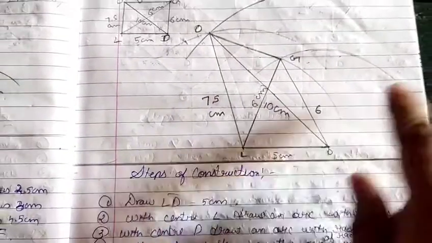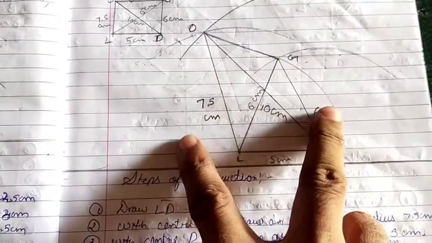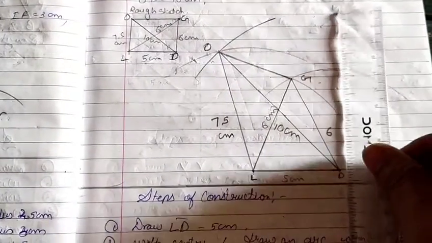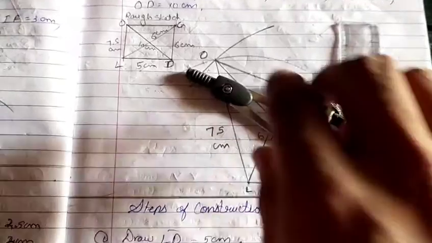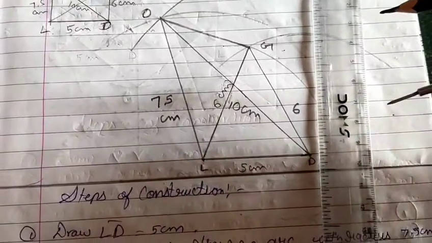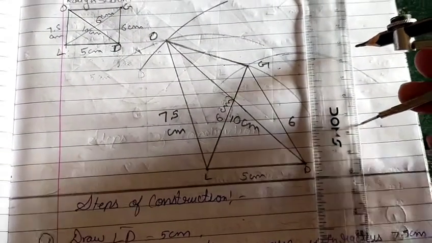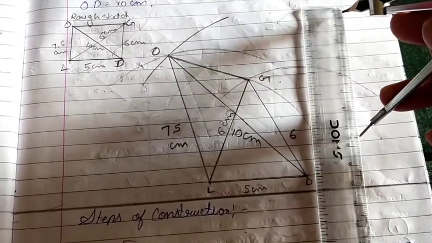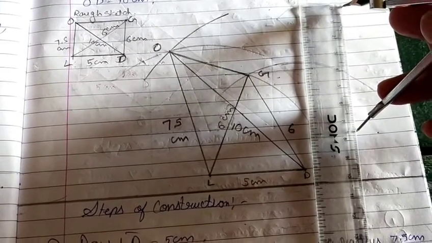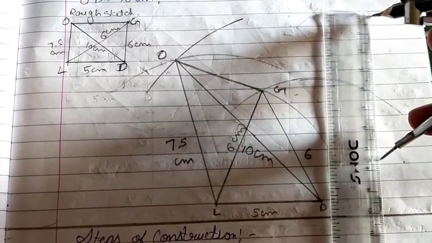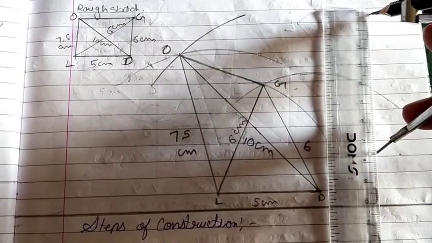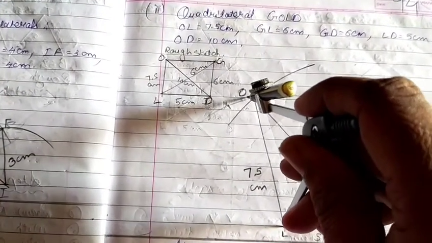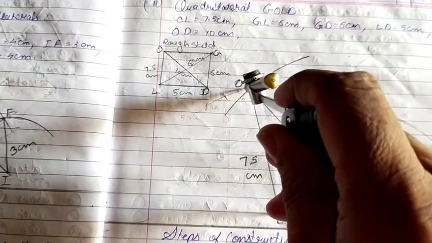Then as per the rule, we have to construct arcs on both sides. This one is of 7.5 centimeter. So place your scale in this way, and with the help of the compass, place it on 7.5, adjust the pencil, and take 7.5 centimeter. Place it on L and draw this arc. You have to construct this arc.